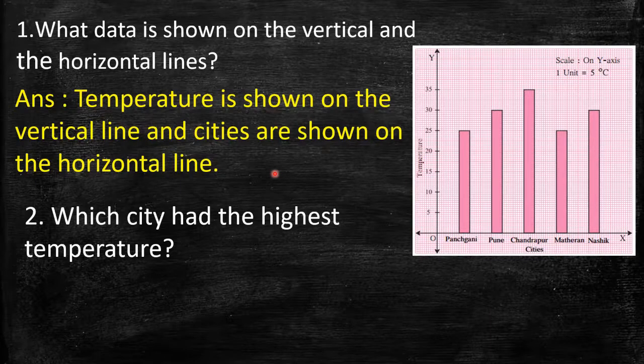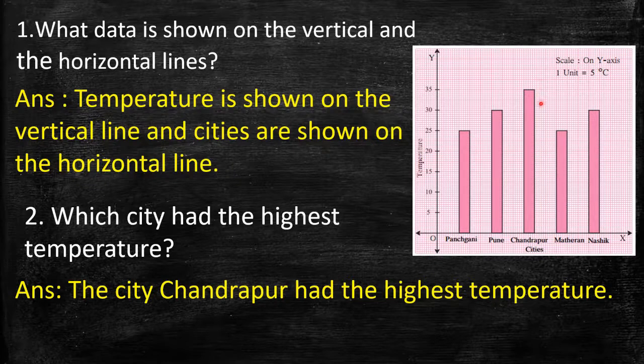Question number 2. Which city had the highest temperature? So from these bars you can see the highest bar is here. So Chandrapur city had the highest temperature. So the answer is the city Chandrapur had the highest temperature.